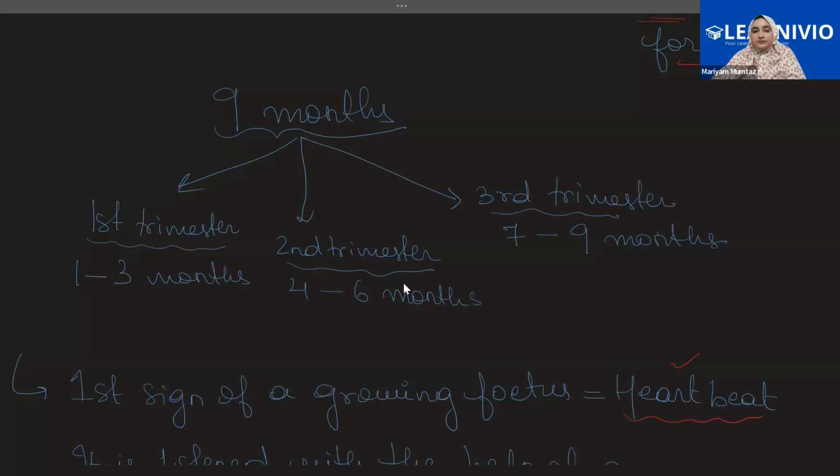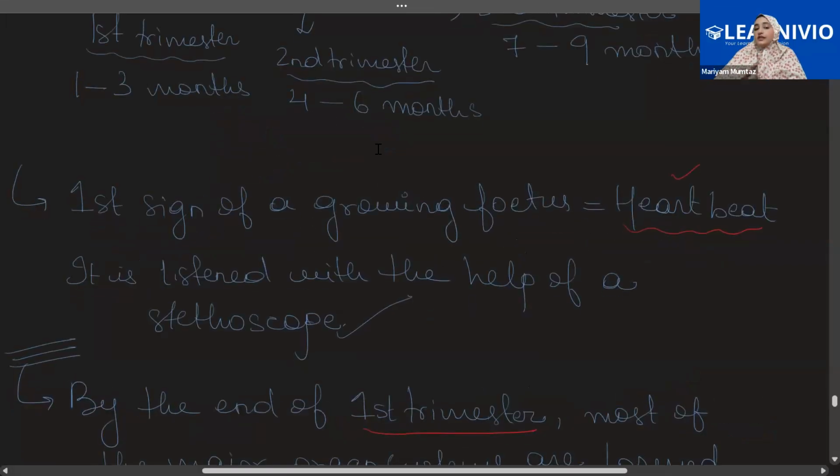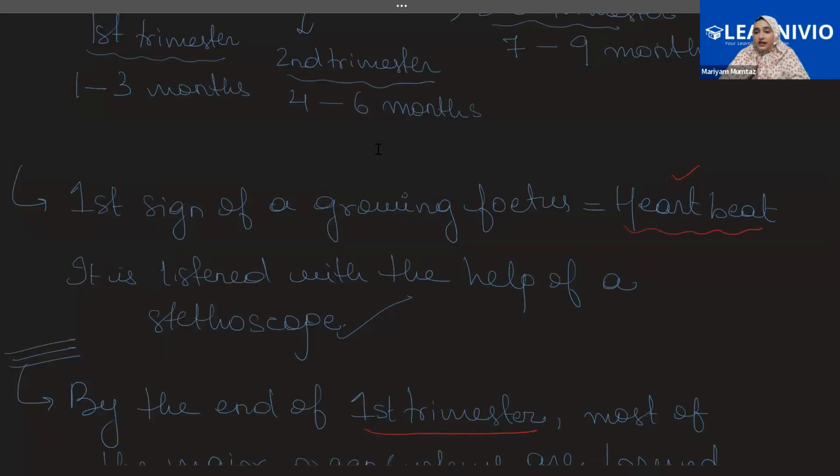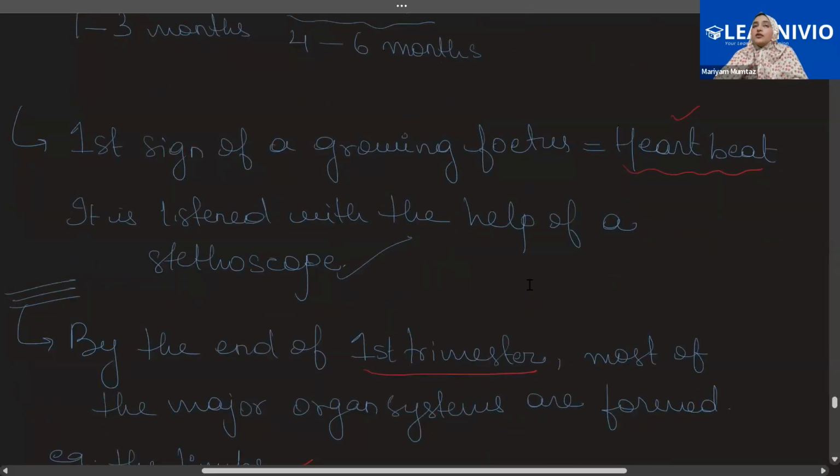Now, see. When we talk about the first sign of a growing fetus, the first structure that is formed is the heart. So the first thing is the heartbeat. It is listened to with the help of a stethoscope and also with the help of an ultrasound machine.